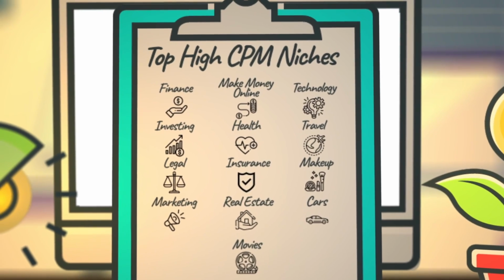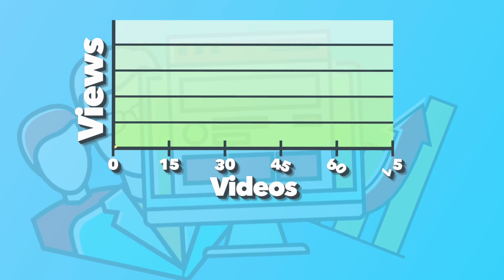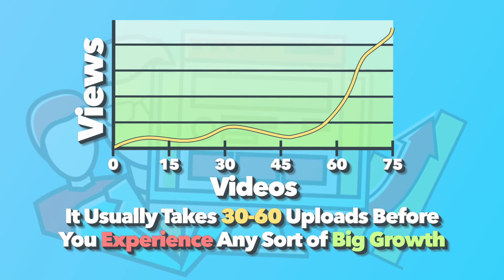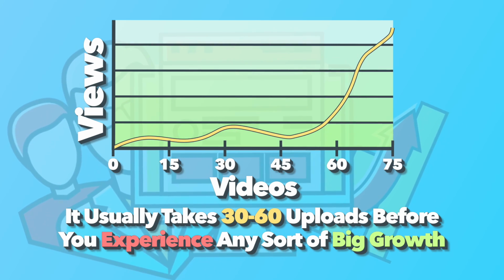And what I really recommend is choosing niches that you have somewhat of an interest in so you don't just quit when things get hard and you upload 10, 30 videos, don't see a ton of traction. It usually takes 30 to 60 videos and building up a sizable backlog before you experience any sort of big growth on YouTube. But with that being said, it's well worth it when you do experience that growth.